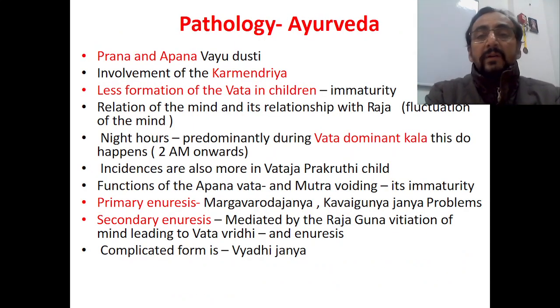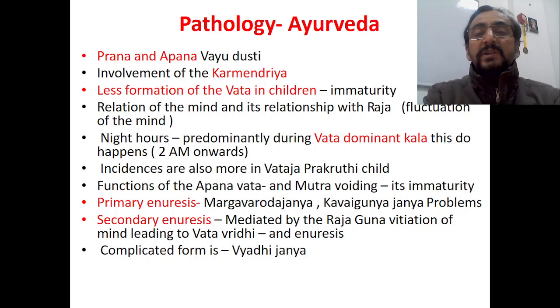Now, in the previous slides we explained the possible pathologies from contemporary science. If we consider the pathology in Ayurveda for Shayya mutra, it is quite obvious that two important Vayu Dushtis will be seen: Prana and Apana Vayu Dushti. There is also involvement of some of the Karmendriyas, especially Upastha, Vak, Pani, Pada, Payu.